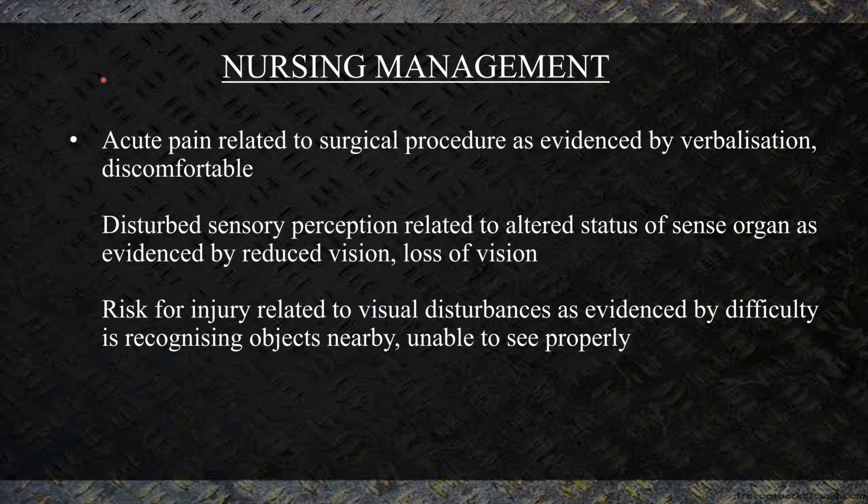Now coming to the nursing management. Because the person has gone for the surgical procedure, you can see acute pain related to surgical procedure as evidenced by verbalization of discomfort; disturbed sensory perception related to altered status of sense organ as evidenced by reduced vision, loss of vision; risk for injury related to visual disturbances as evidenced by difficulty recognizing objects nearby, unable to see properly. You can write the nursing care plan and write much more than this, but the important things I have mentioned over here.